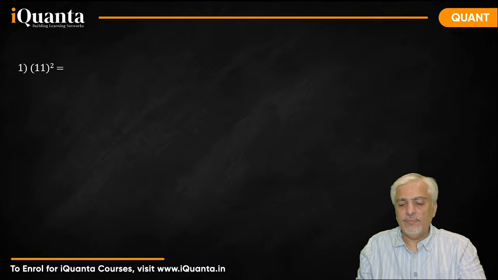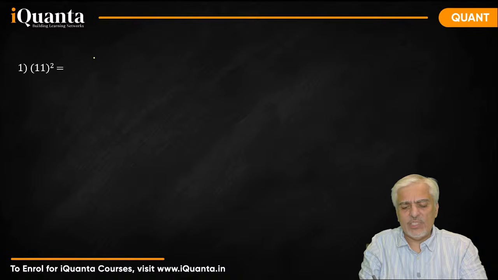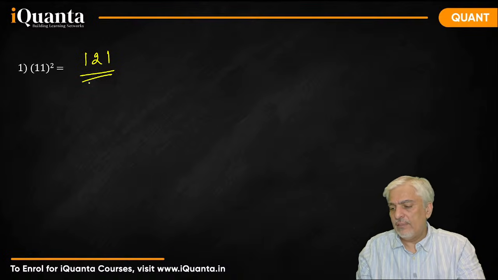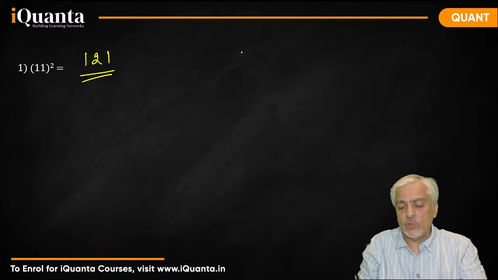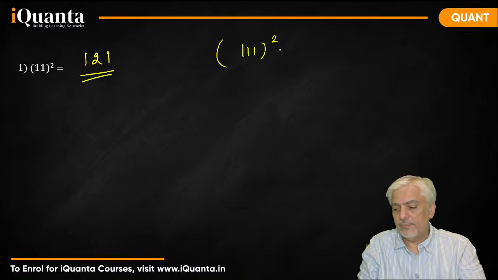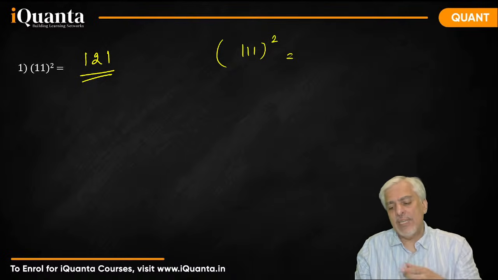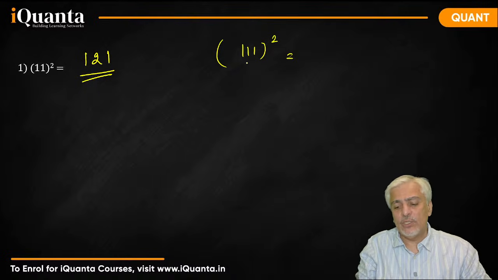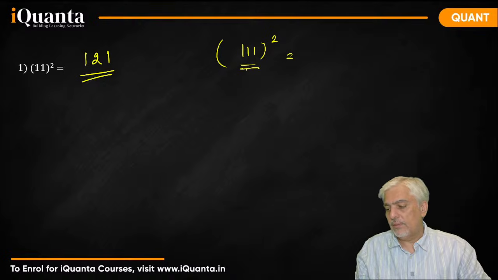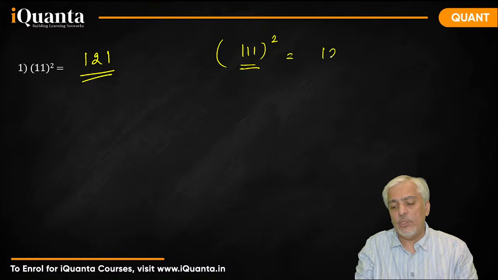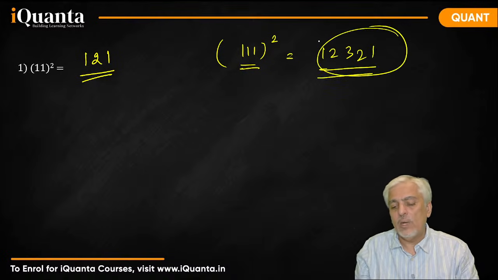Chalo, next one. We all know 11 square is 121. That's not a problem. But how do you do the square of 111? How many ones are there? 3 ones, no? There are 3 ones. So what you do, you write 1, 2, 3, 2, 1. That's it. 1, 2, 3, 2, 1.